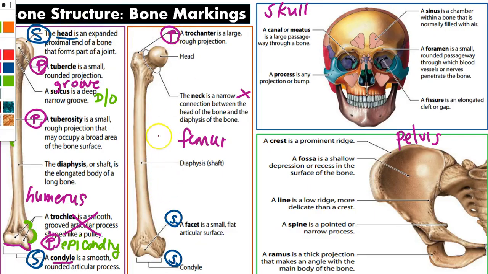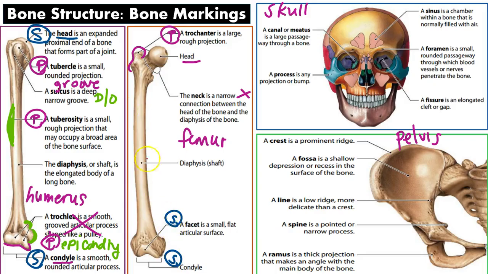Let's talk about our projection bone markings, okay? So the trochanter is going to be a large, rough projection. So let's just keep that in mind. It's going to be very large. It's going to look irregularly shaped or odd shaped, okay? And usually you're going to mainly see this in the femur only. So that's going to be what a trochanter is. Yes, we have the head here, which is going to be a joint connection because it's a surface bone marking. And then again, we have a condyle as well.